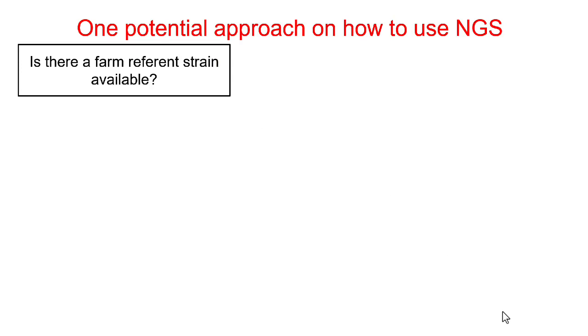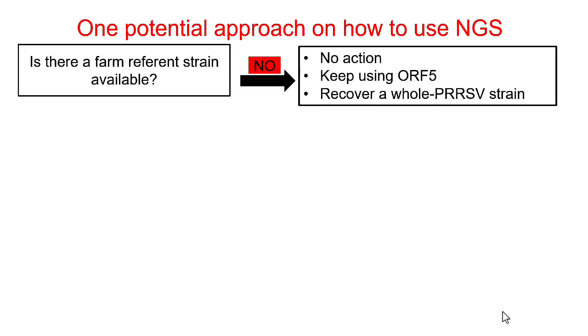So if you think about how you can use next generation sequencing, and there is a willingness to move from ORF5 to next generation sequencing in this scenario, the first question that we need to ask is: is there a farm reference strain available for comparison? Well, if there is not, then you may not take action. You don't go for a whole genome sequence. You can keep using ORF5 to do your analysis. But if you are thinking next generation sequencing is a tool to be used in your herd, go forward and recover a farm reference strain for comparison. If you don't have that, your work gets a little bit complicated down the road.